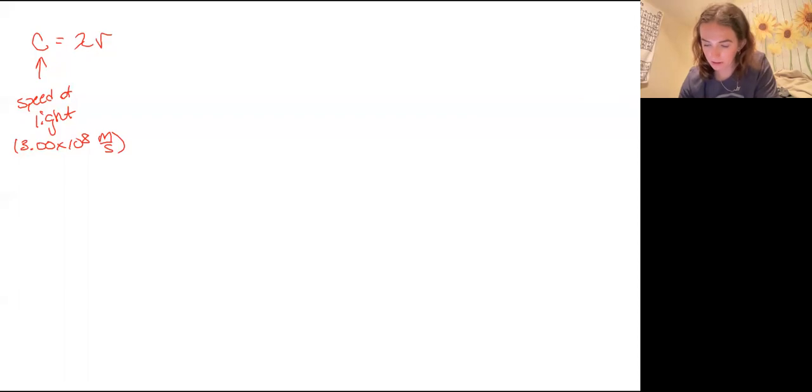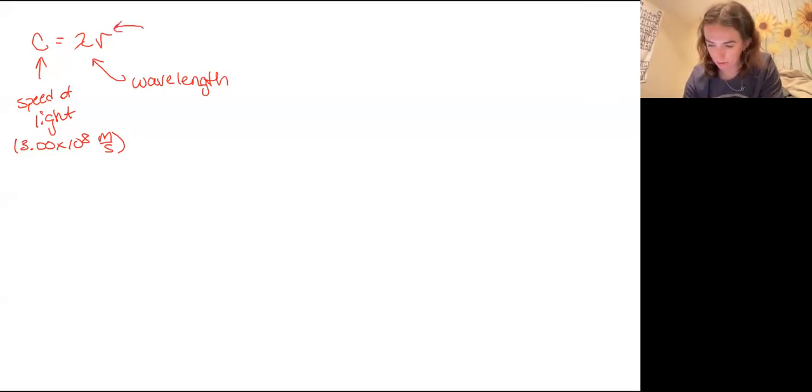Okay, so that's going to be the speed of light. Your lambda is going to be wavelength. And then this V is going to be your frequency. Your frequency is in hertz or 1/seconds. And then your wavelength is in meters.